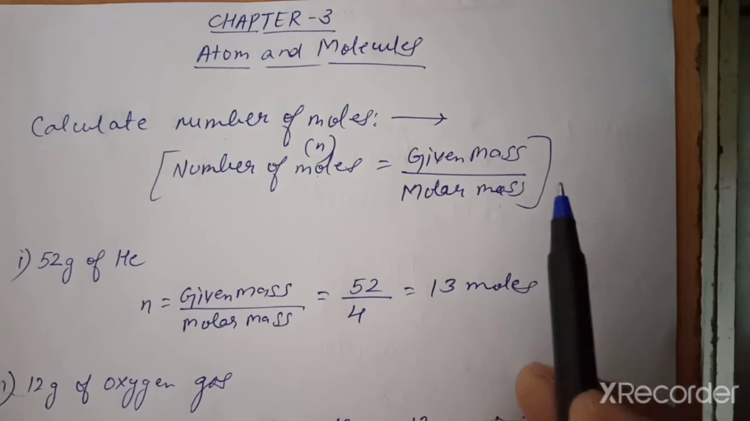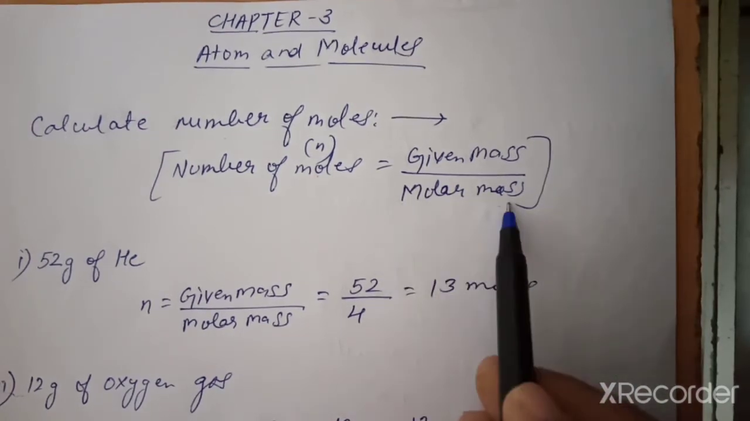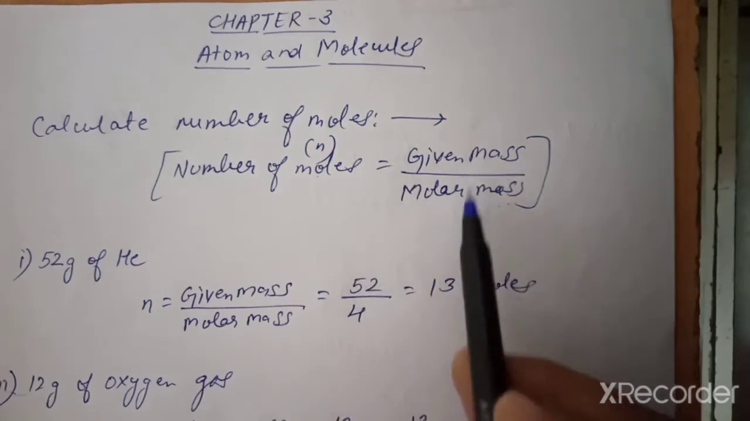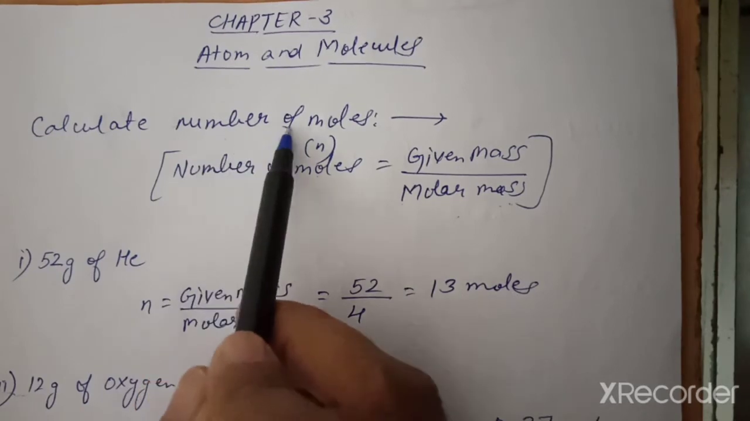So in whatever questions we are doing, again and again we have to remember the molar mass, or the molecular mass, or the atomic mass of the element. So the atomic masses of 1 to 20 we have to learn properly, so that we can use them to solve different questions. Here we are calculating the number of moles.